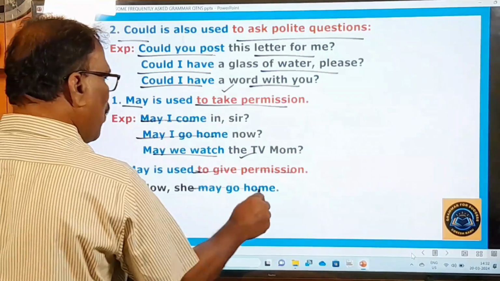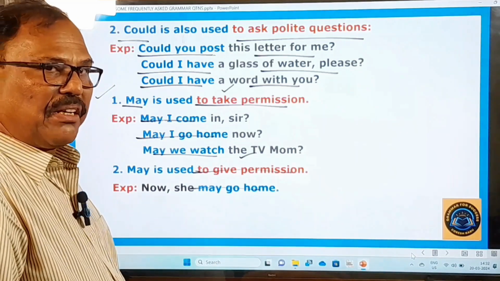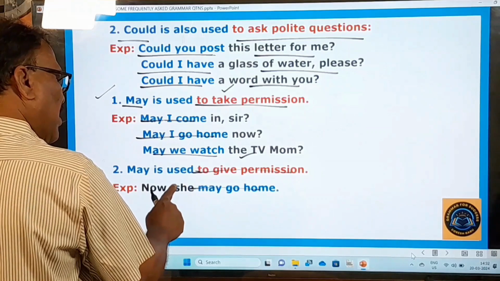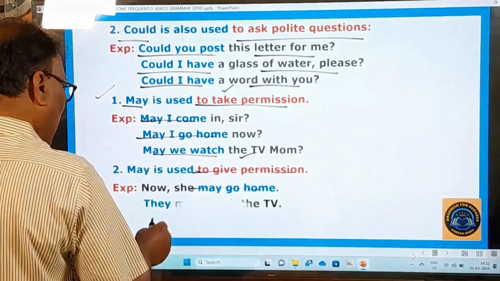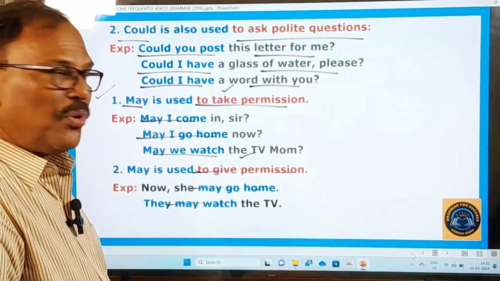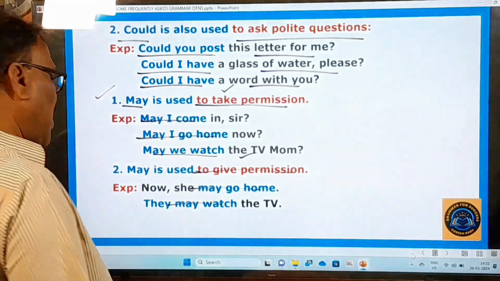Now she may go home. So you are giving permission to her to go home, right? And they may watch the TV. Now you are giving permission to them to watch the TV. They may watch the TV.